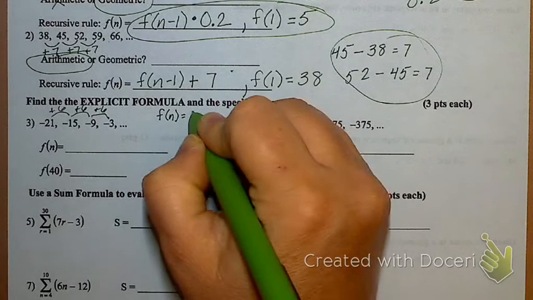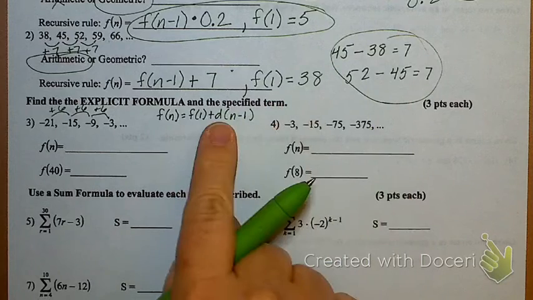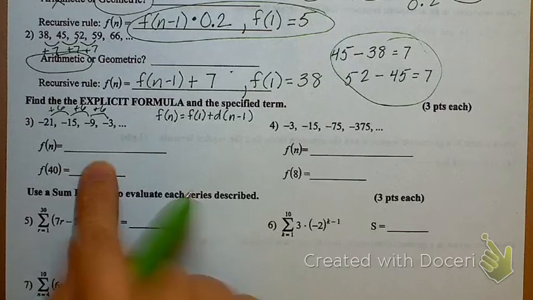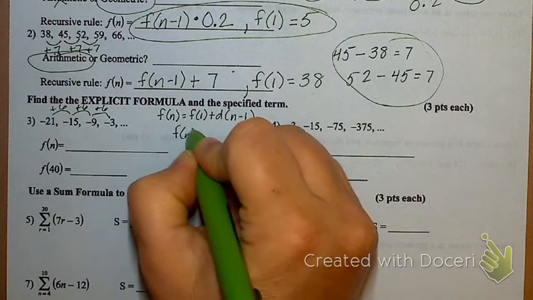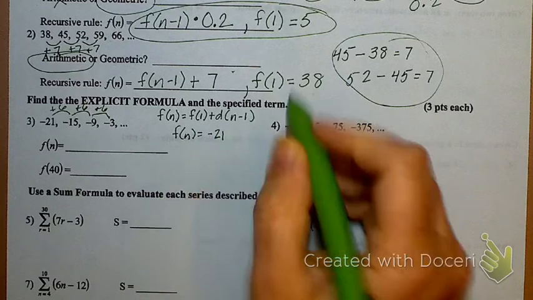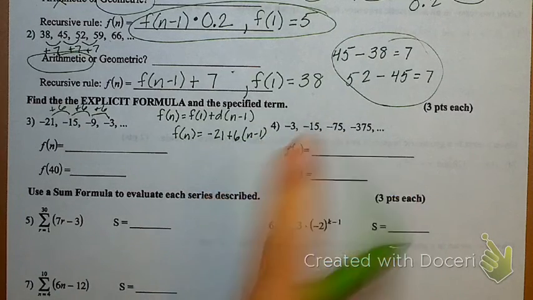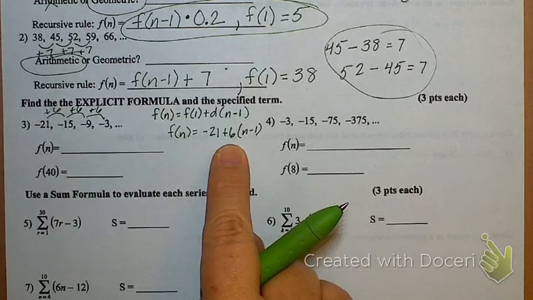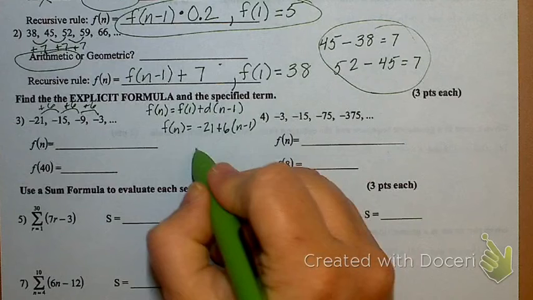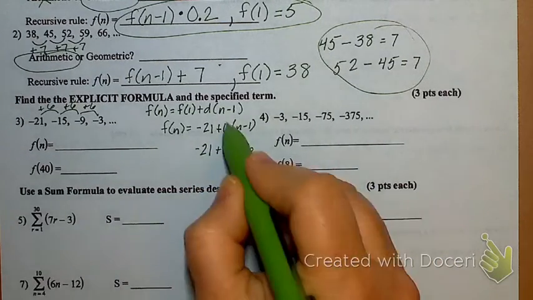So my f of n formula is equal to what? F of 1 plus d times n minus 1. Now some people wrote that on that line. Come on, people. F of n equals, what is f of 1 here? Negative 21 plus 6 times n minus 1. There are some people that wrote this on the line. I've got to mark you down for that. That's not a simplified equation. Negative 21 plus 6n minus 6, right, when you distribute.